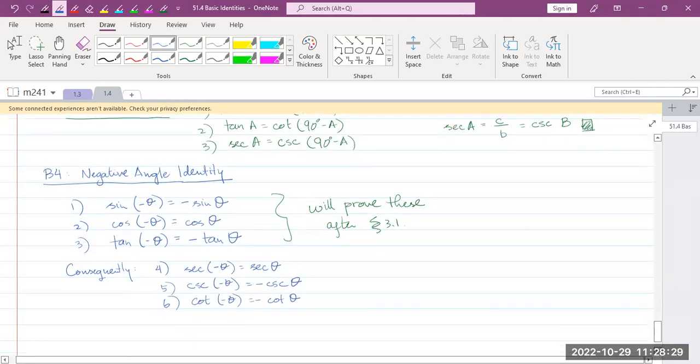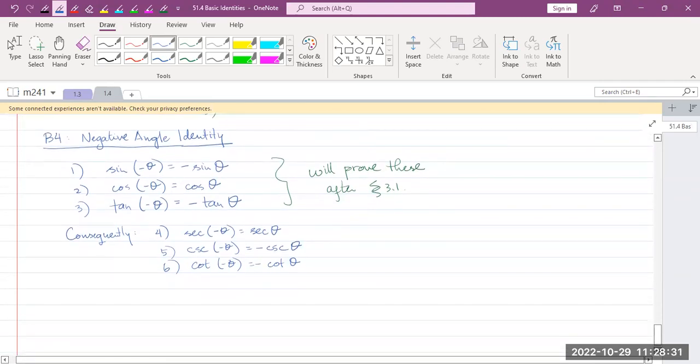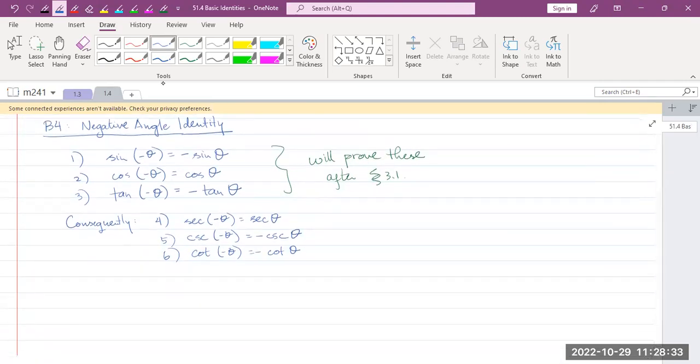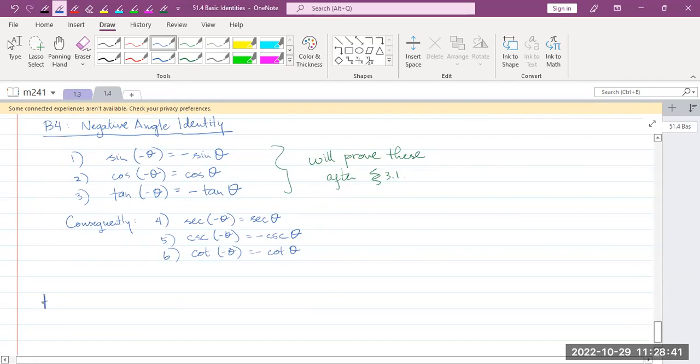How do we use these? Let's learn some basic use of these identities. I will pick questions from our textbook. Let me start with number 10. If cosine theta equals radical 3 over 2, then what is the value of secant theta?